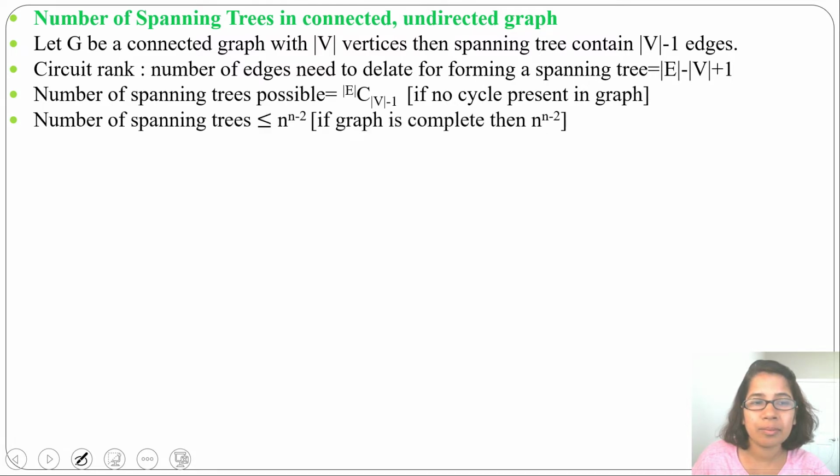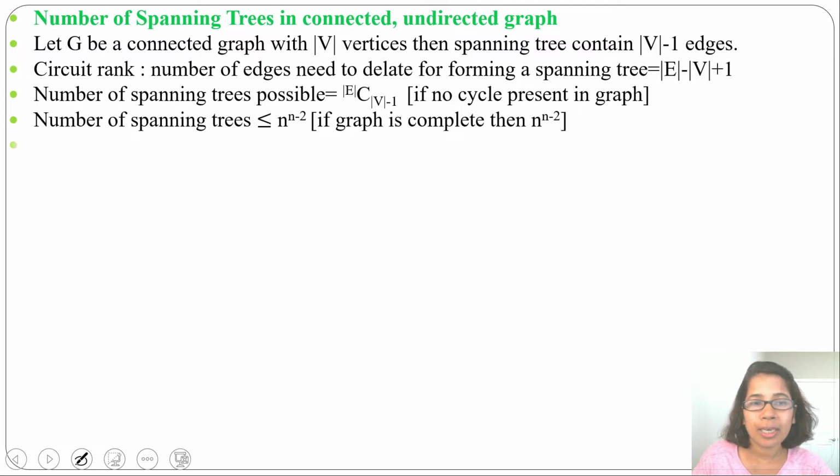So the maximum number of spanning trees possible is less than or equal to n power n minus 2, where n is the number of vertices. If the graph is complete, then the number of spanning trees possible equals n power n minus 2. In other graphs, it will be less than n power n minus 2. Or you can say the number of vertices power the number of vertices minus 2.